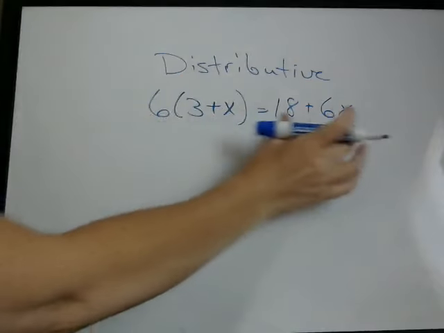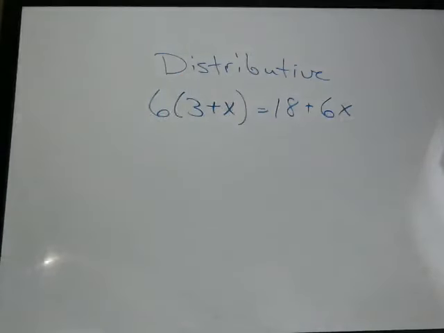So these two ways to write that are the same. 6 times 3 plus x is the same as 18 plus 6x.